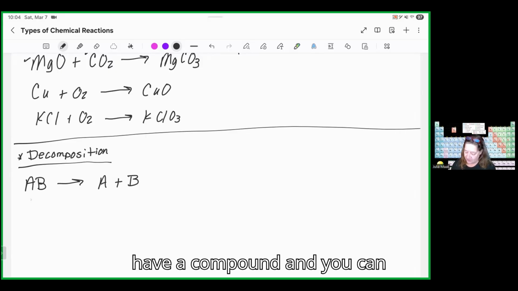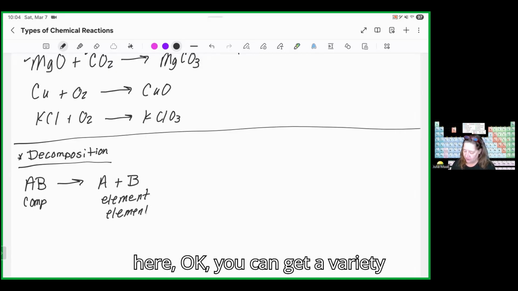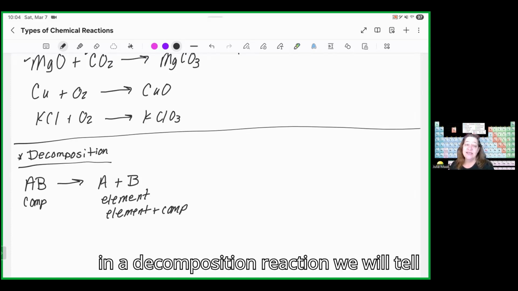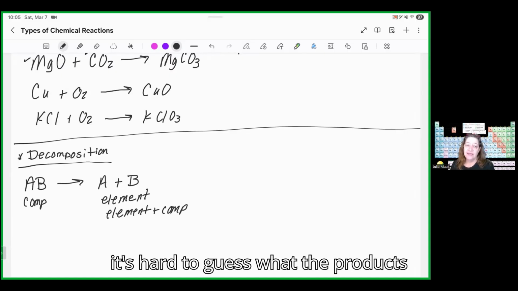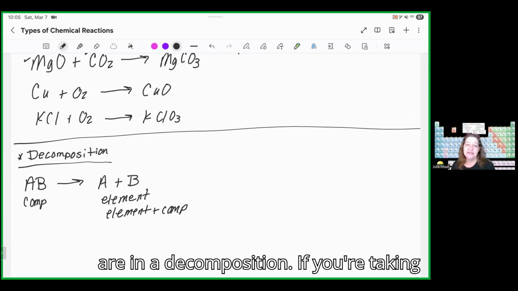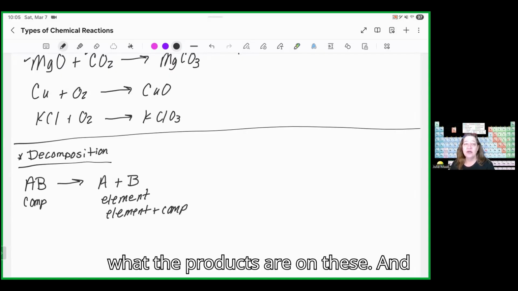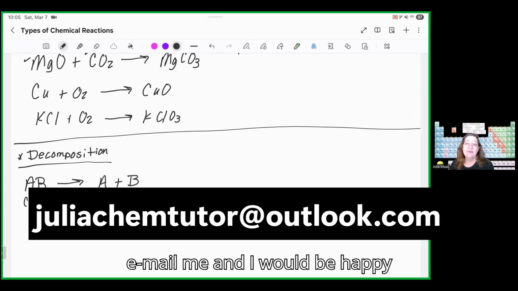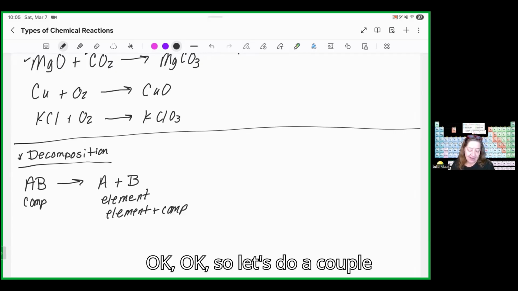Typically you have a compound and you can get elements over here, or you can get elements and a compound over here. You can get a variety of different things. Usually in a decomposition reaction, we will tell you what the products are. Sometimes it's hard to guess what the products are in a decomposition. If you're taking general chemistry, you might need to know what the products are on these, and if you need help with that, absolutely email me and I would be happy to help you out with that process.